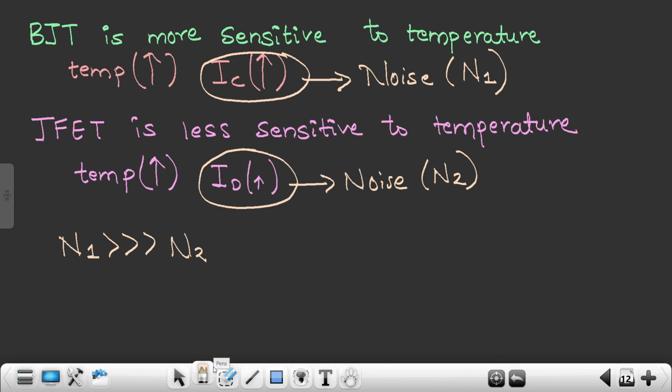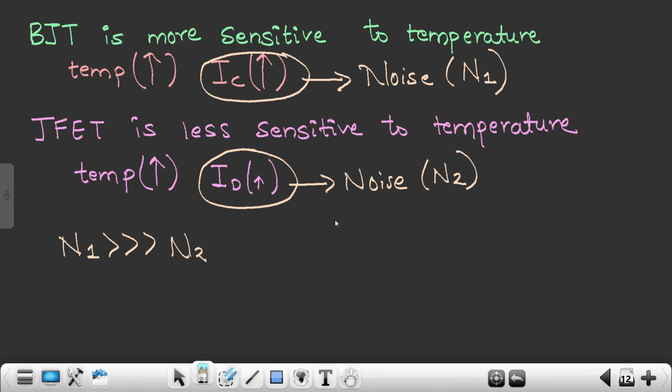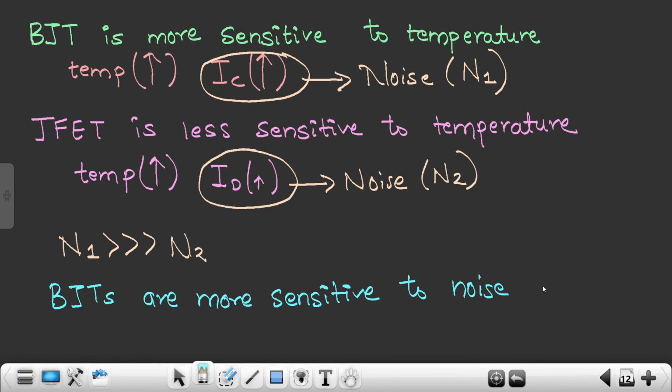So what we can conclude from both of these points is that BJT is more sensitive to noise as compared to JFET. So this is our agenda. BJTs are more sensitive to noise as compared to JFETs. Great. Okay.